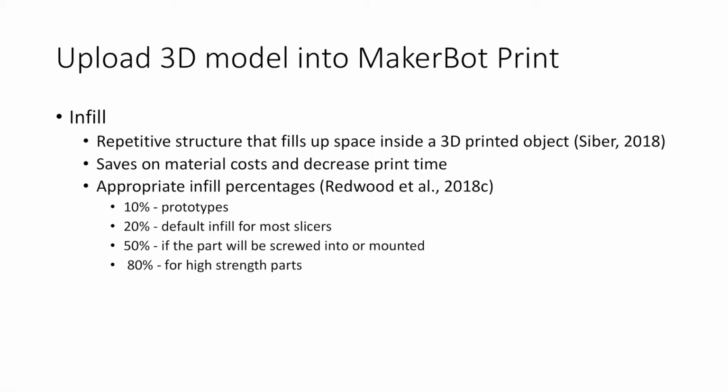If you're looking to save time and just using a prototype, try something like 10%. If the part has to be screwed in or mounted, 50% infill is recommended. And for very high strength prints, you can print at 80% or even up to 100% infill. Of course, this leads to more time and more material used for printing your items.